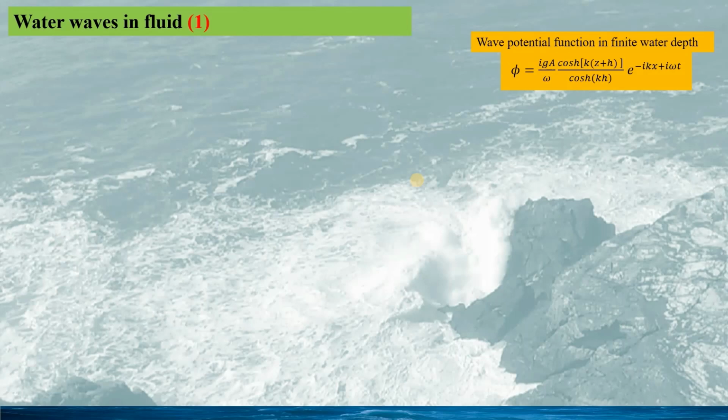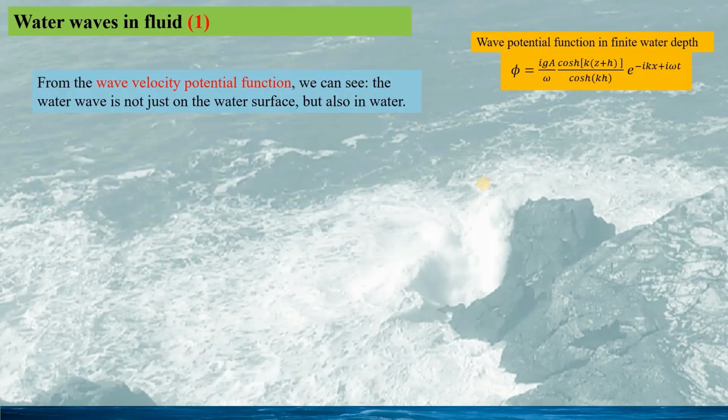We have obtained the wave velocity potential function in finite water depths in part 1 of the talk on this topic, which is given in this form. Here, h is the water depth. And this wave velocity potential function is very important, and in this talk, we will use it to study all the wave characteristics.